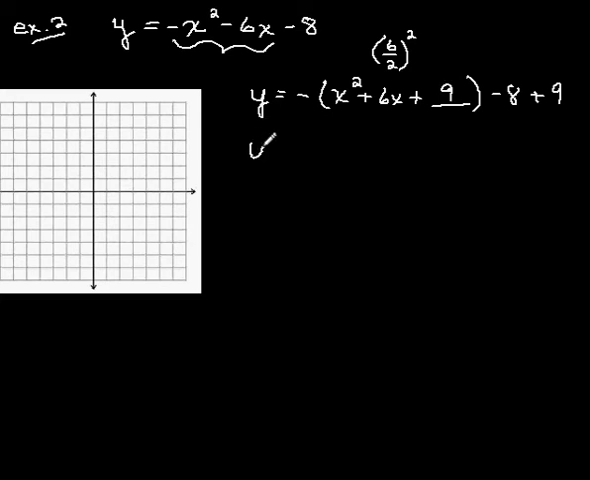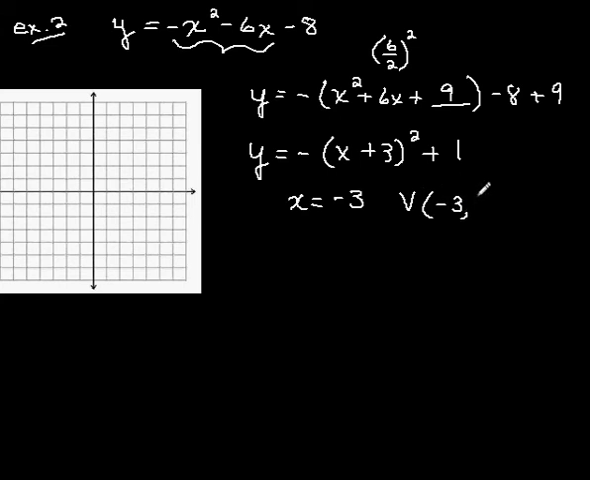So now we can put it in graphable form: y equals negative (x plus 3) quantity squared plus 1. Now we can graph it. Our axis of symmetry is x equals -3, and our vertex point is (-3, 1). And this one's going to open downward because of this negative sign. So let's put these things on our graph. We have our vertex at (-3, 1).